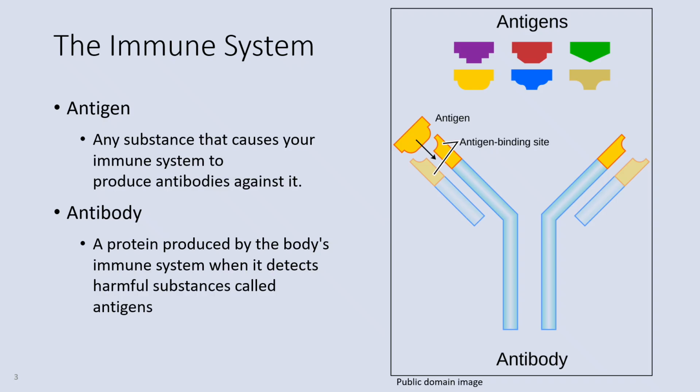Antigens are substances found on the surface of foreign cells, including viruses, fungi, and bacteria. Non-living substances such as toxins, chemicals, drugs, and foreign particles such as a splinter can also be antigens.